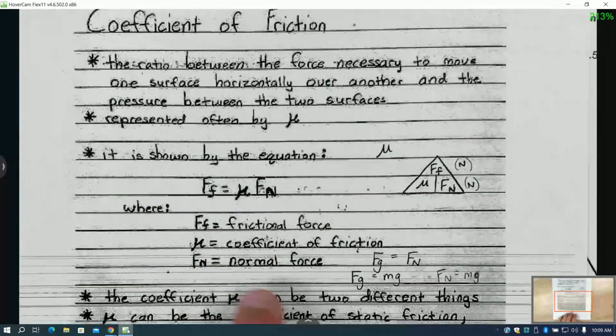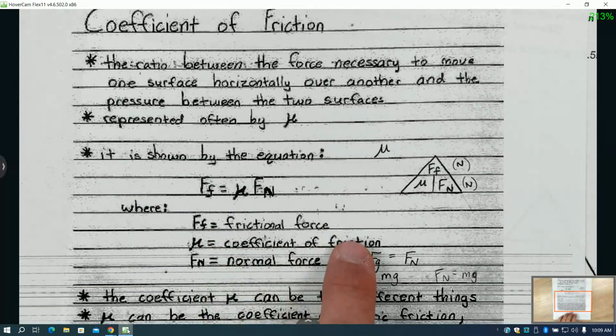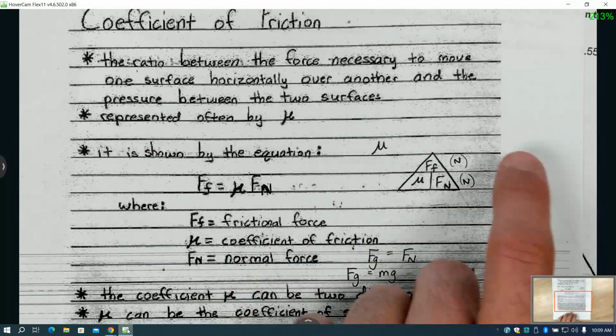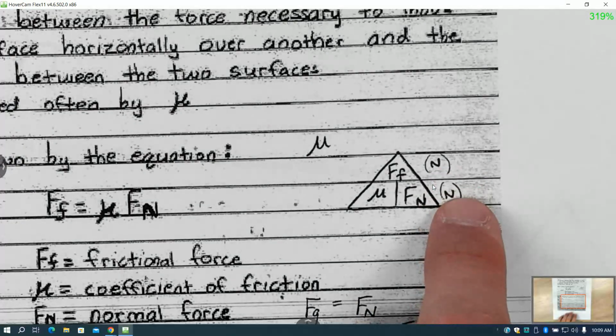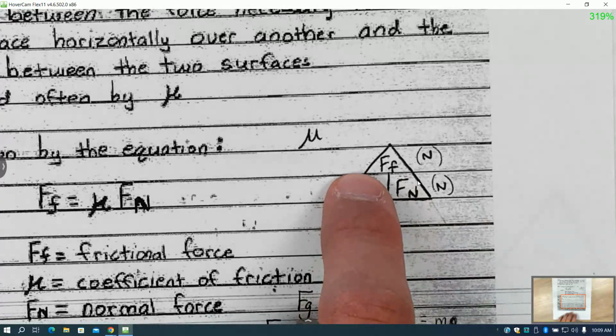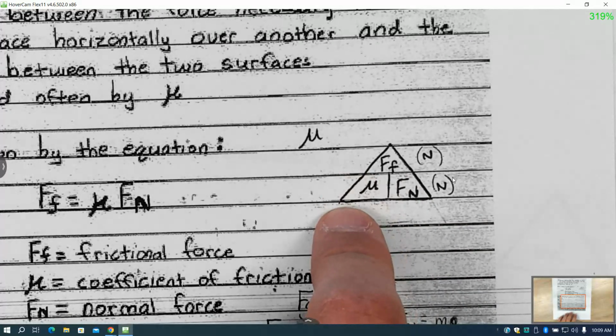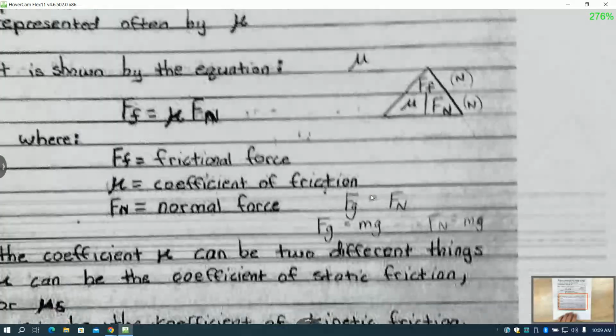Okay, Ff is our friction force, mu is the coefficient of friction, which has no unit, and Fn is our normal force. So friction force and normal force both are in newtons. If you divide newtons by newtons, the units will cancel out, which is why the coefficient of friction has no unit.